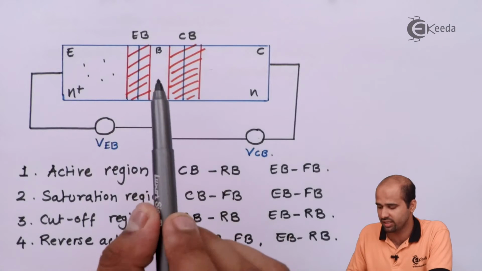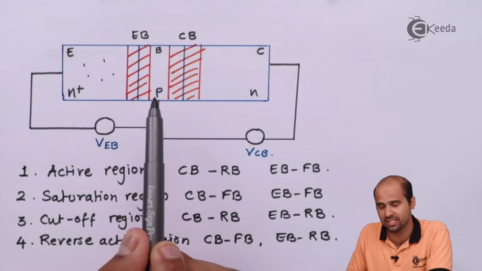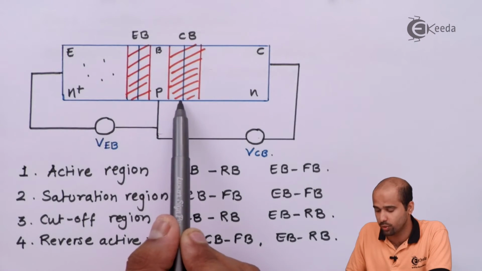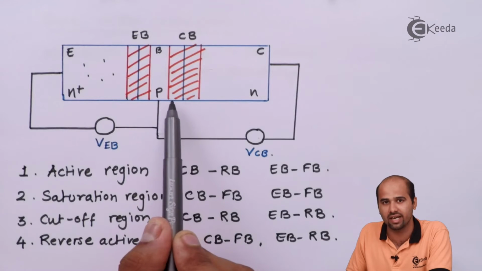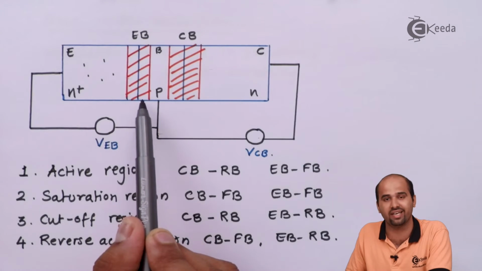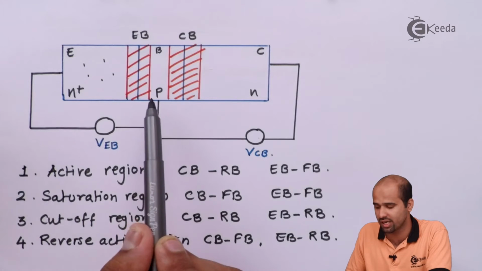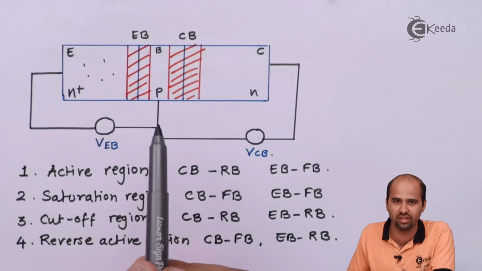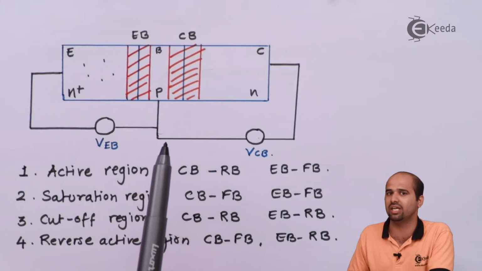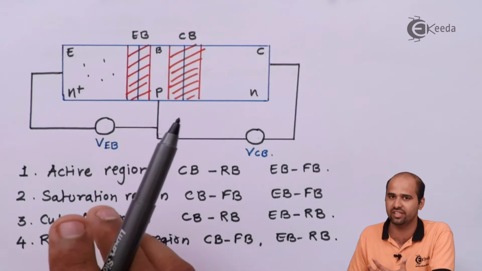If the EB junction is forward bias and the CB junction is reverse bias, then the actual base width towards the collector side is reducing and towards the emitter side it is increasing, right? So this is how the change in base width due to the applied potential is called base width modulation.